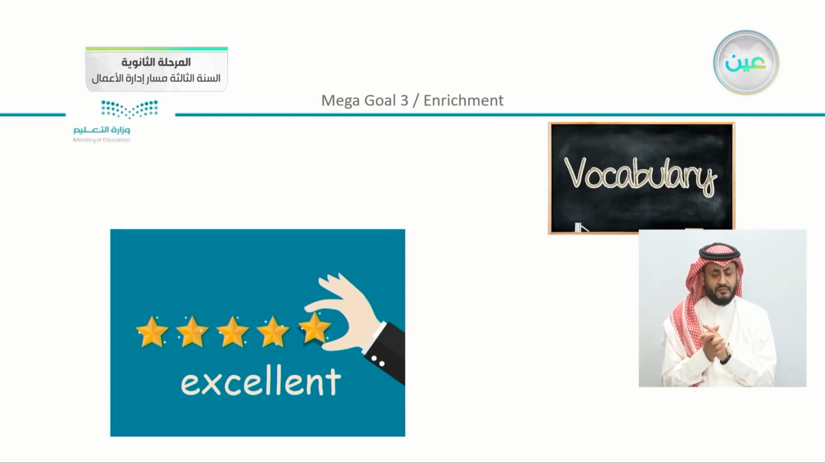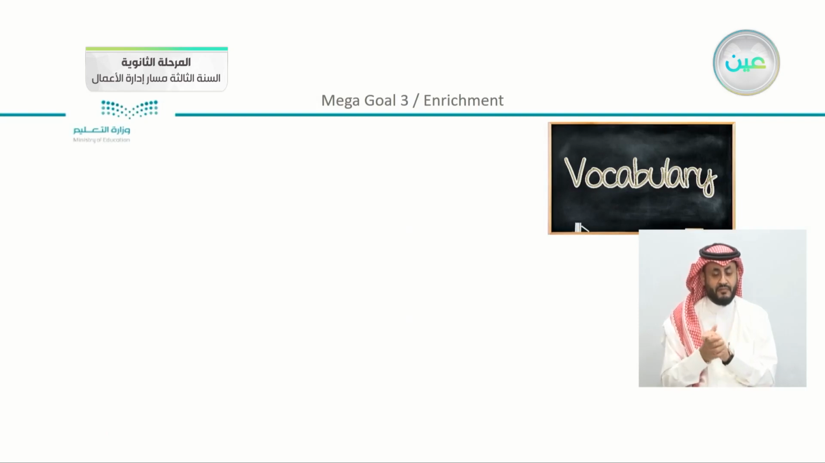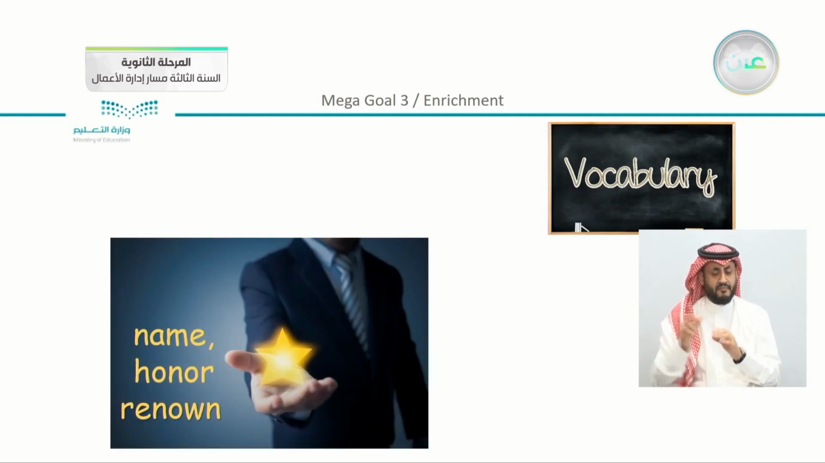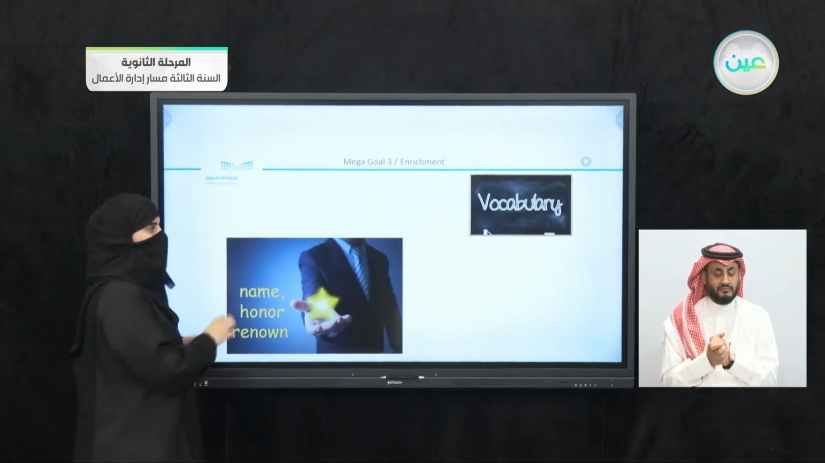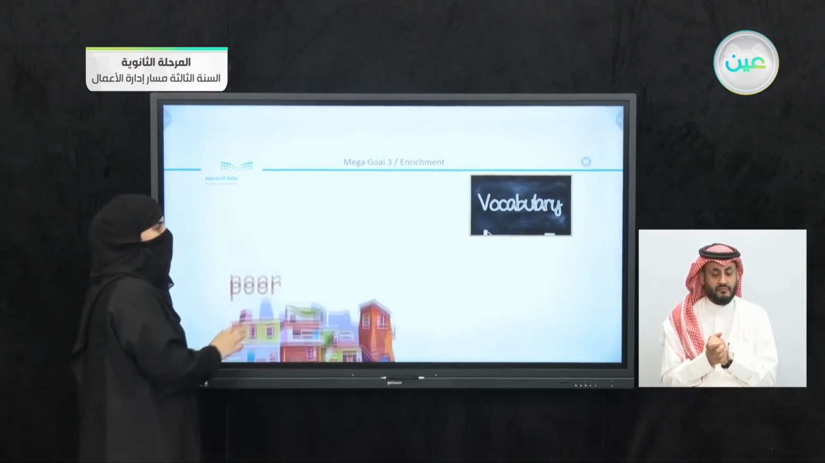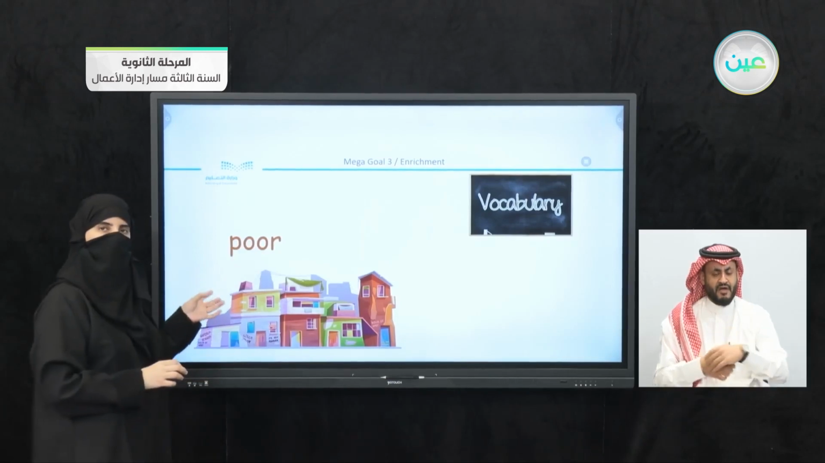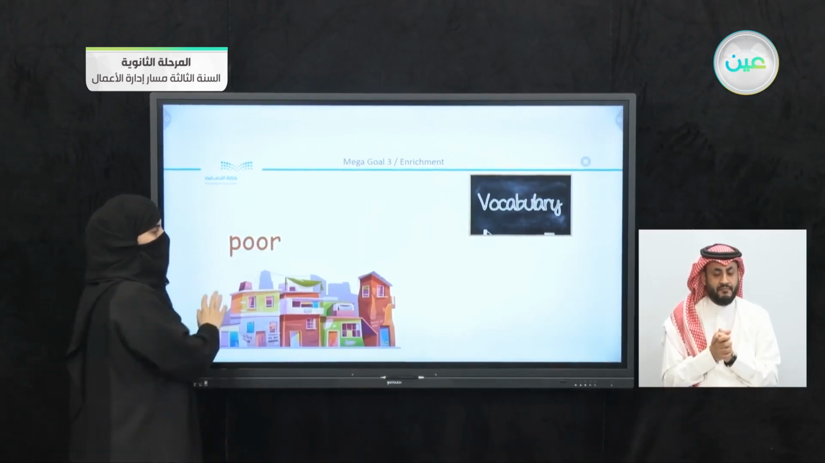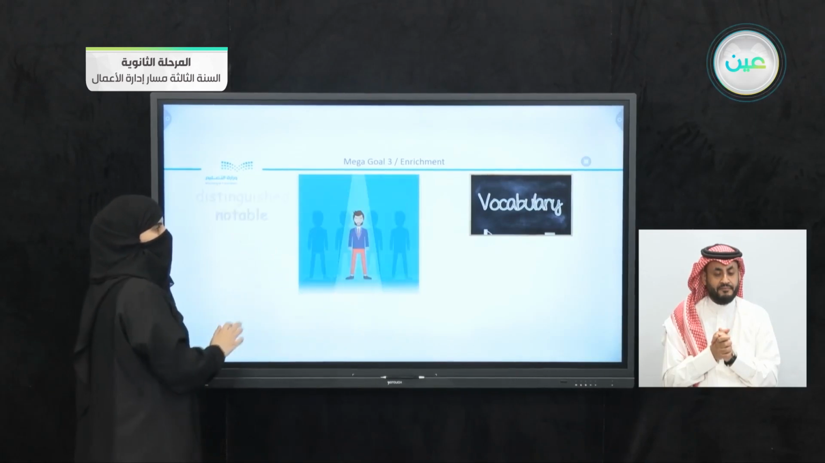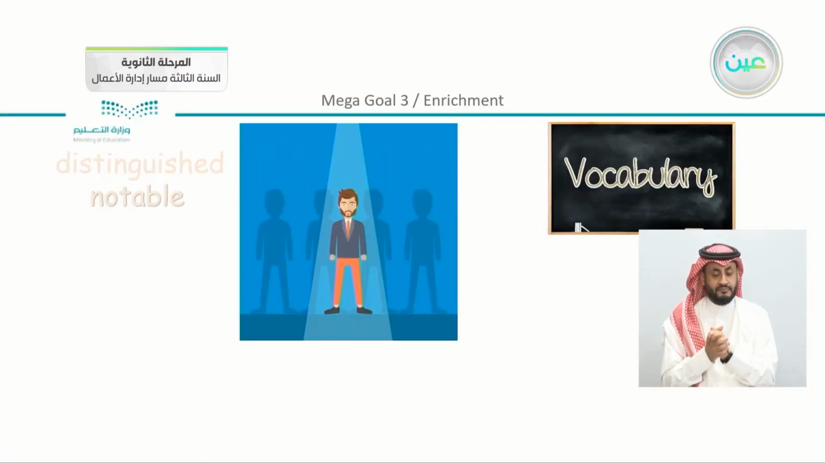We have the first one. Now excel, we related it to the word excellent. We have the second one. We have here name, honor, or someone who is renowned. We said that someone is prominent. We have also this picture. Which word can you associate with the word poor? We have the word impoverished. We have also someone who is distinguished or notable.